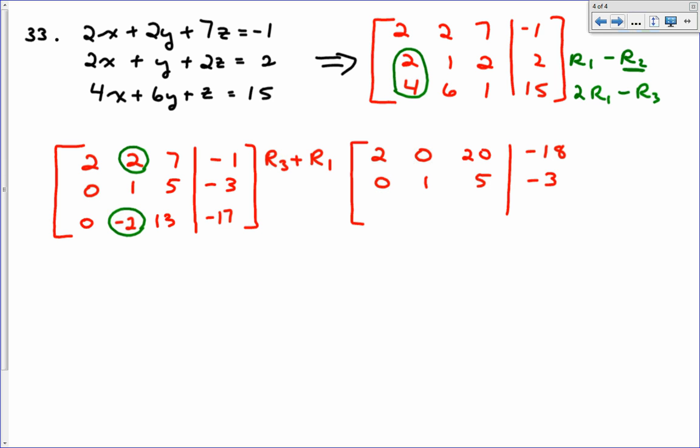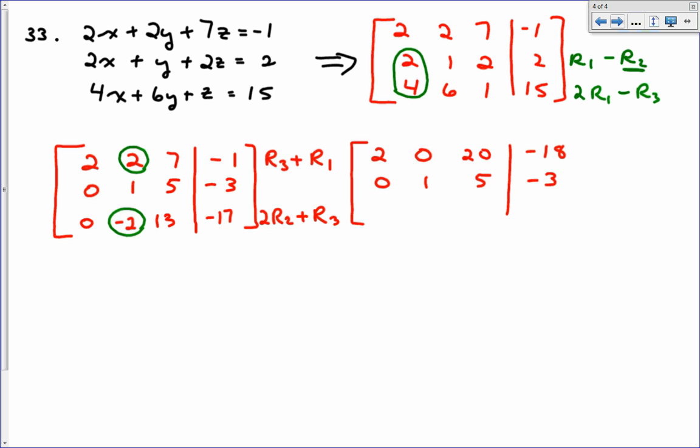But if I look at row 3, I really want to get a 0 where that negative 2 is. So because I've already played with row 1 and changed it, I'm going to use row 2 to get what I want there. If I multiply row 2 by 2, so 2 times row 2, and then add that to row 3, that will get me a 0 in that spot because I'll have 2 times 1 plus negative 2 to get 0. So 2 times row 2 plus row 3 is going to go in our new row 3.